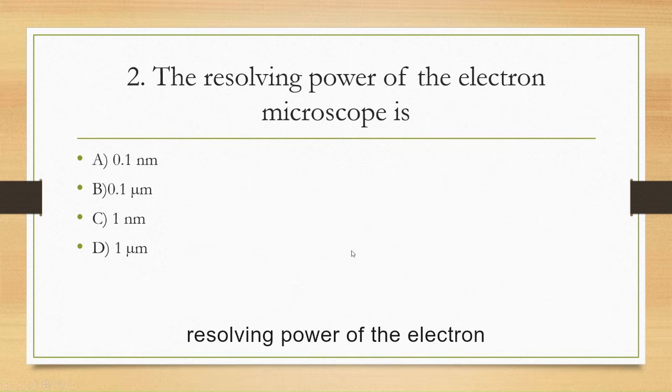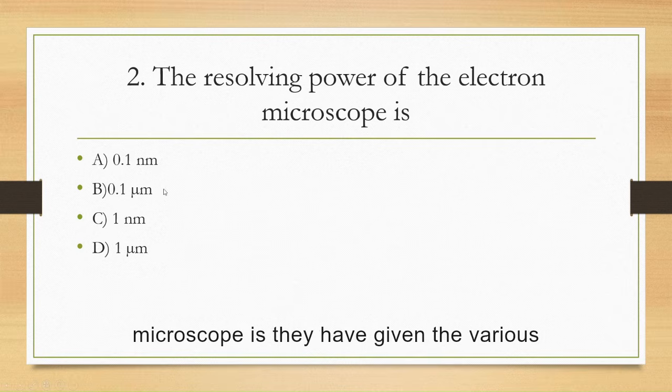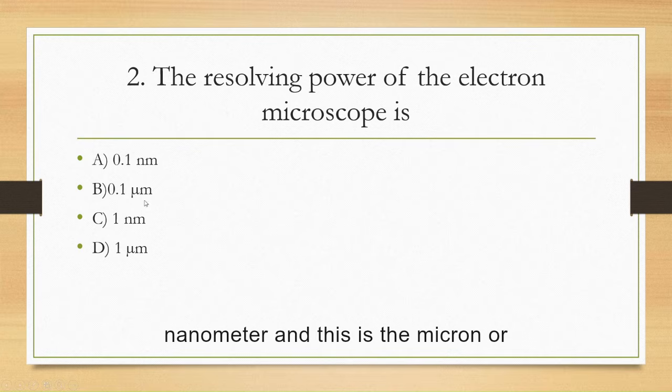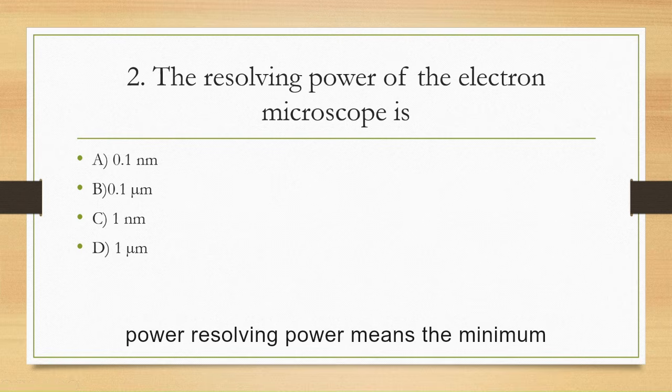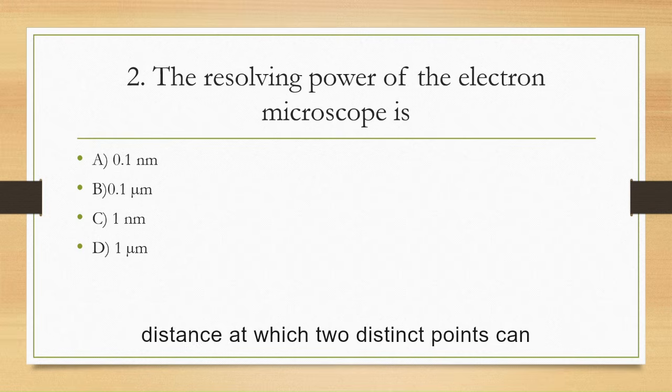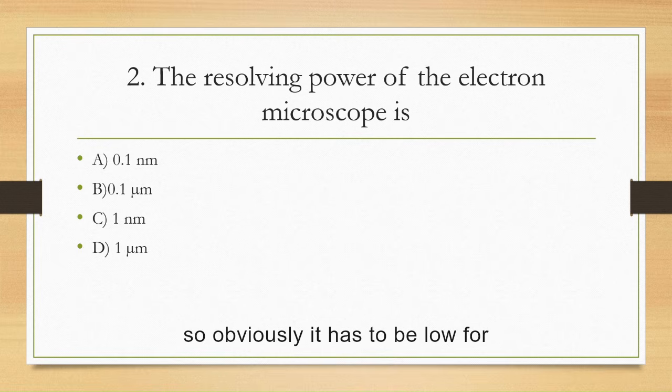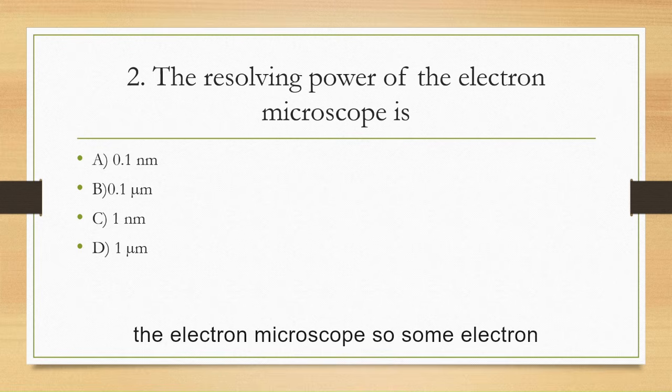Resolving power of the electron microscope is, they have given the various options. You have to see that this is nanometer and this is micron or micrometer. So the electron microscope has a very good resolving power. Resolving power means the minimum distance at which two distinct points can be seen as two different entities. So obviously it has to be low for the electron microscope.